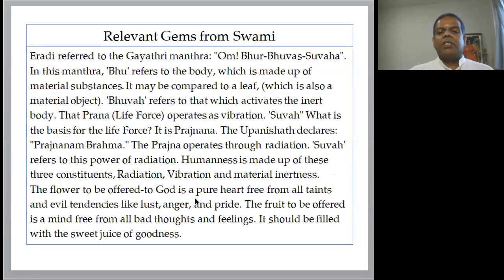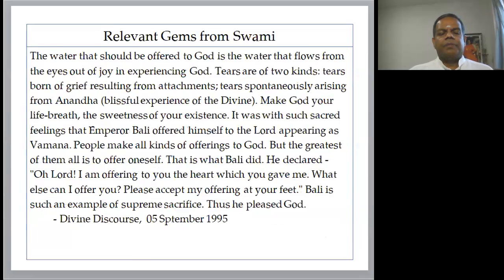The flower to be offered to God is a pure heart free from all taints and evil tendencies like lust, anger, and pride. The fruit to be offered is a mind free from all bad thoughts and feelings. It should be filled with the sweet juice of goodness. The water that should be offered to God is the water that flows from the eyes out of joy in experiencing God. Tears are of two kinds: tears born of grief resulting from attachments, and tears spontaneously arising from ananda, blissful experience of the divine. Make God your life breath, the sweetness of your existence.